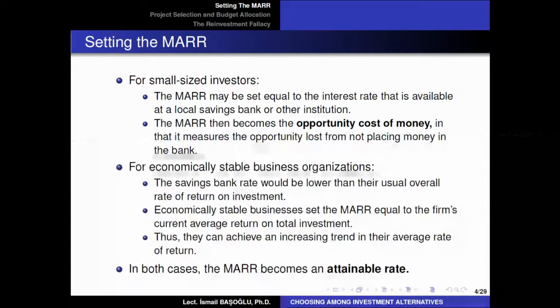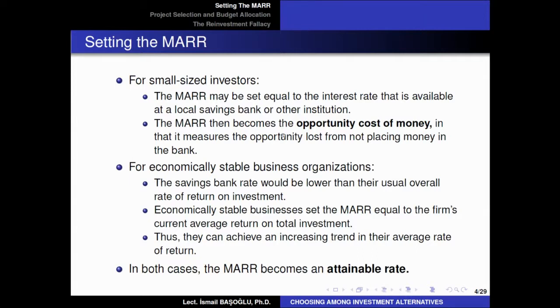So they are going to pay interest at a rate of 12%, but the profit that they are going to get is at the rate of 10%. So this is not acceptable. Therefore, these investors are going to decide about the minimum attractive rate of return, or minimum acceptable rate of return, by looking at the interest rate that is available in the local savings bank or other institution. And in that case, the minimum attractive rate of return becomes the opportunity cost of money.